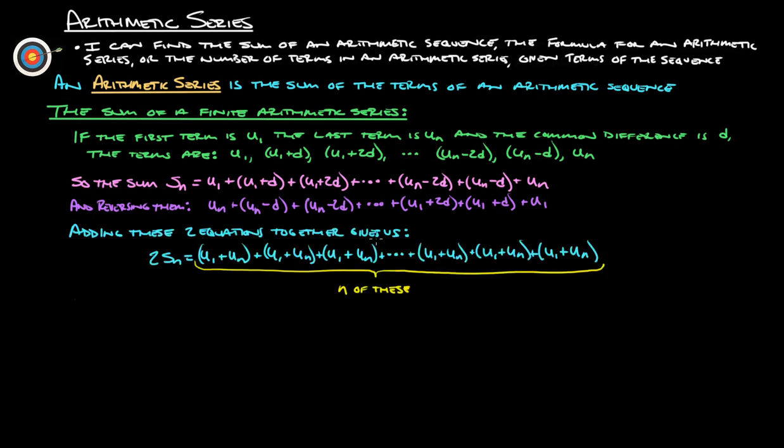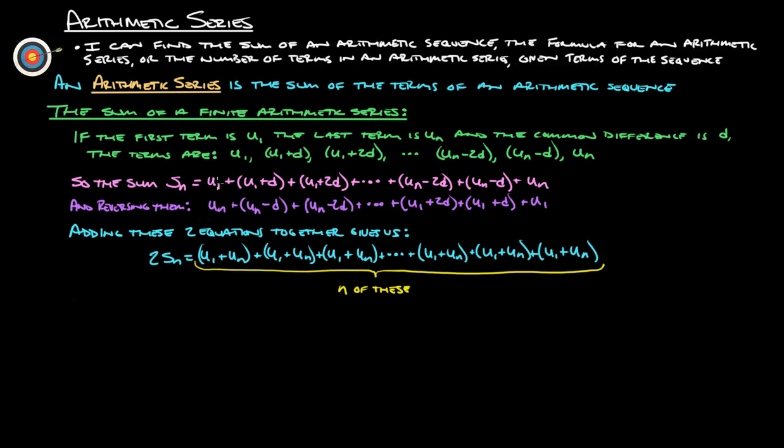And then when we add all these together, we get u sub 1 plus u sub n, u sub 1 plus u sub n, and we have a positive d and a negative d, so that's still going to be u sub 1 plus u sub n. The 2d and the negative 2d cancel out, so it's still u sub 1 plus u sub n. All of these are going to be u sub 1 plus u sub n, okay?